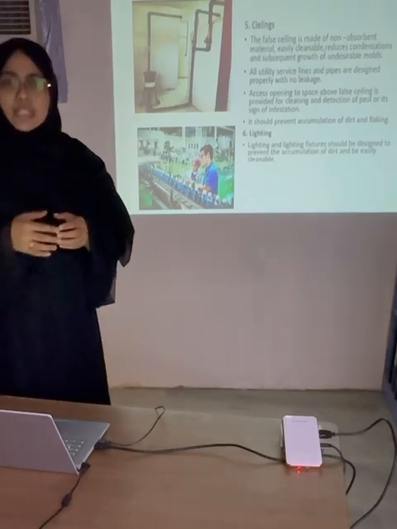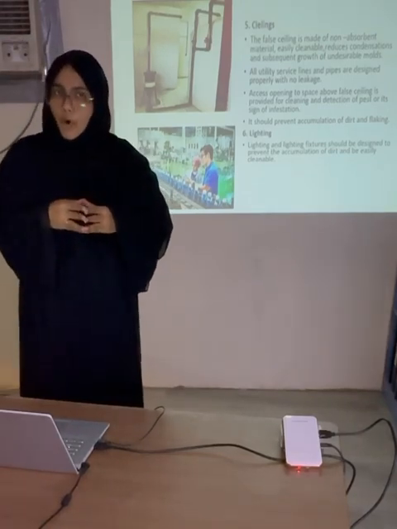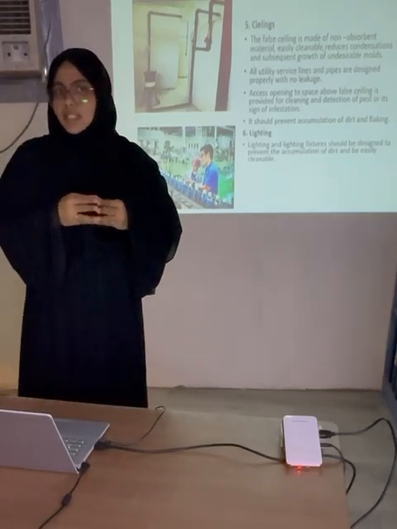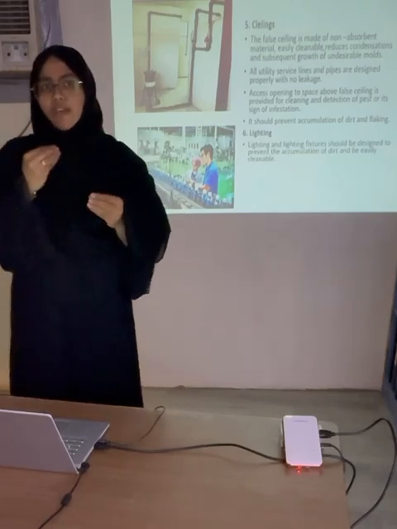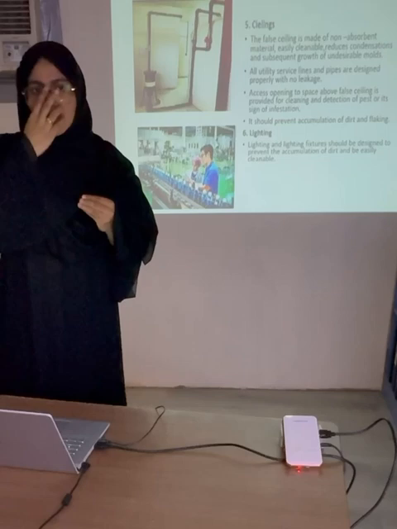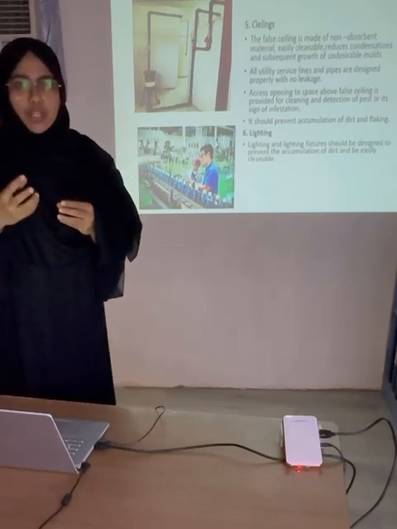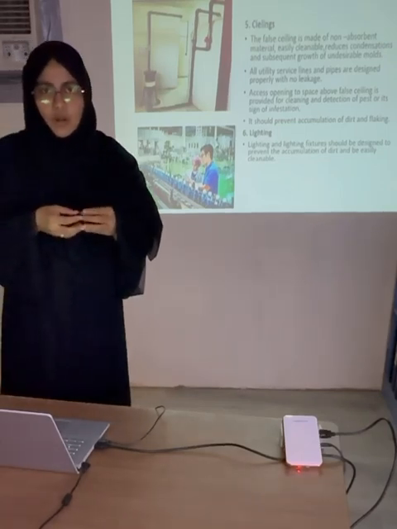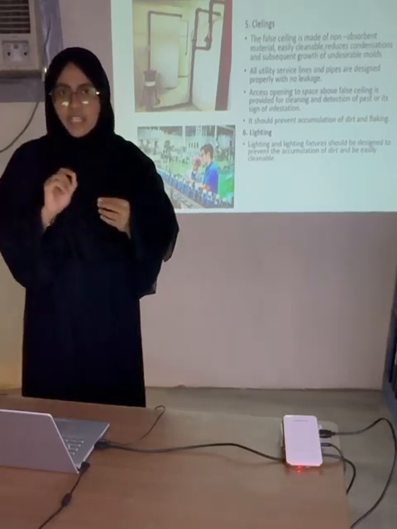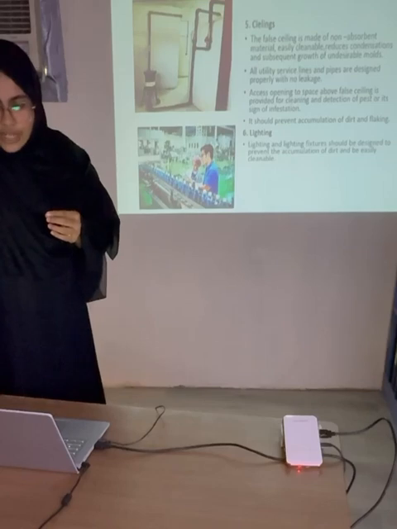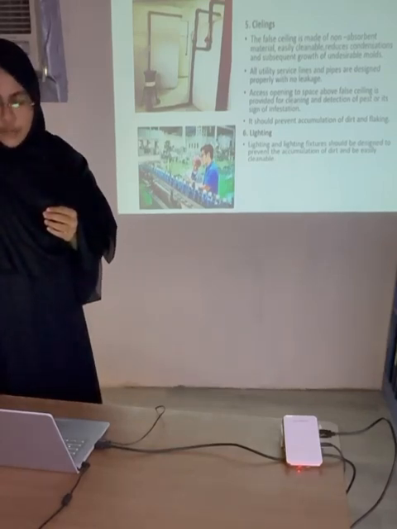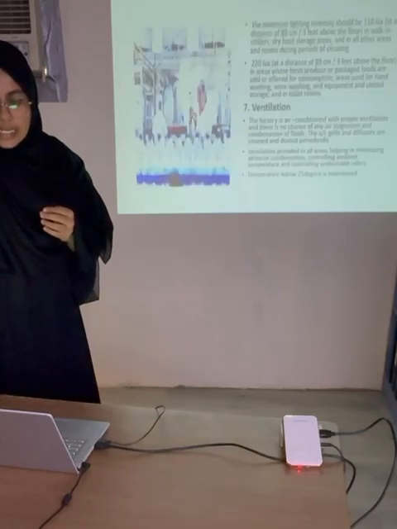Next main factor is lighting. In a bottle or water production unit, lighting is a very important factor, because if by chance any particle is introduced, we should have a proper system to make sure that nothing goes inside the water, not even a small drop or any dirt particle. For that, we should have light fixtures designed to prevent the accumulation of dirt, and they should be easily cleanable.